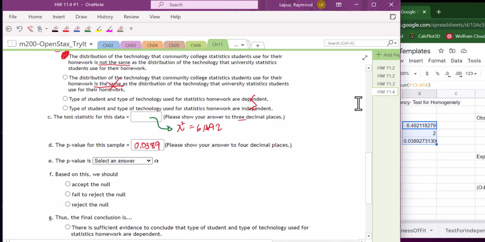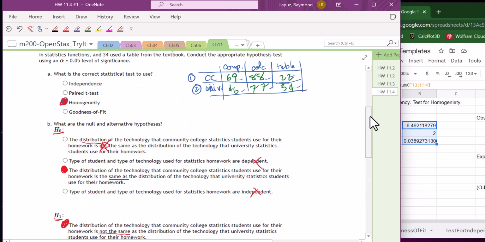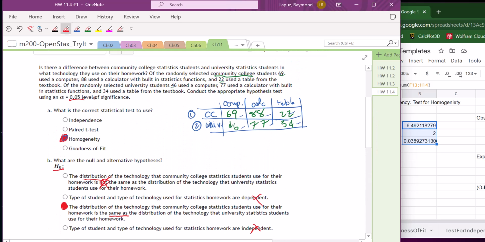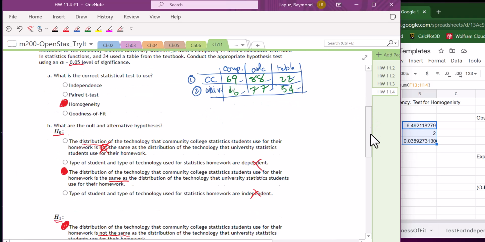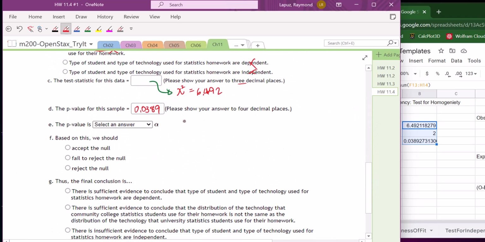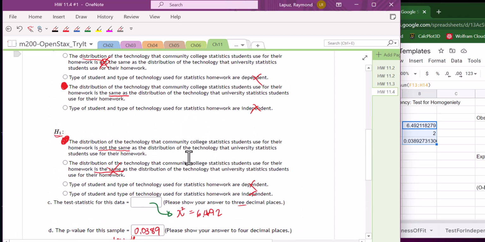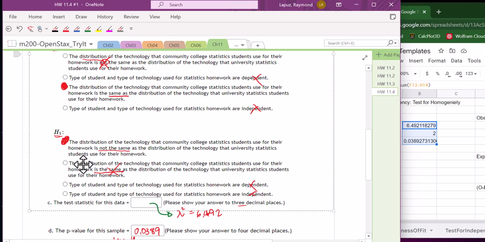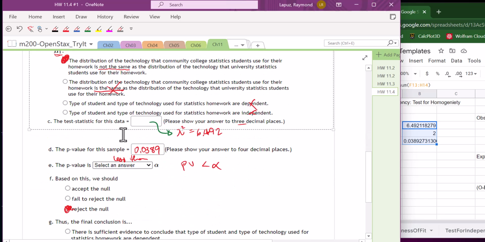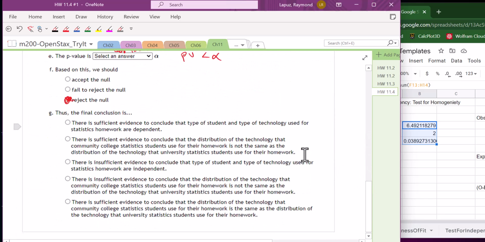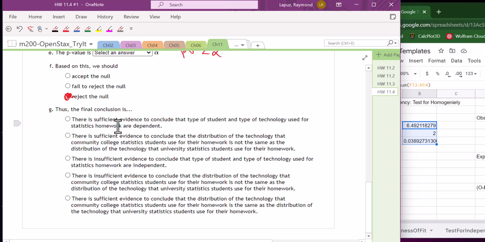Now, compared to our significance level of 0.05, our p-value is less. So the p-value is less than alpha, and so we reject the null hypothesis with a small p-value. The null hypothesis was saying that they're the same, but we are rejecting that, so we can say that we can support the claim that they're different.